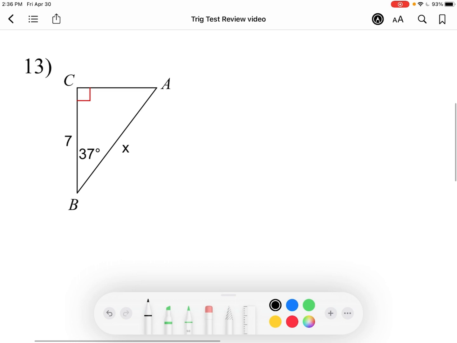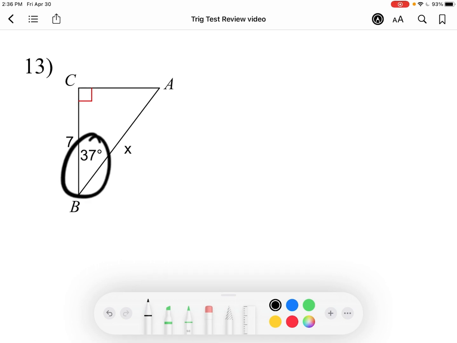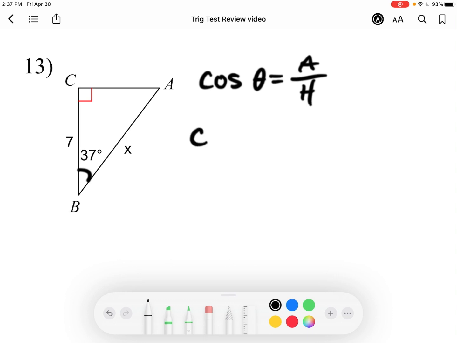All right, now number 13. So again, we're going to look at the angle. We're given this angle right here. We're given the hypotenuse and the adjacent side to the angle. So the trig function that deals with adjacent and hypotenuse is cosine. So we'll write cosine theta is equal to adjacent over hypotenuse. So cosine, we know that theta is 37 degrees, the adjacent side is 7, and the hypotenuse is x.